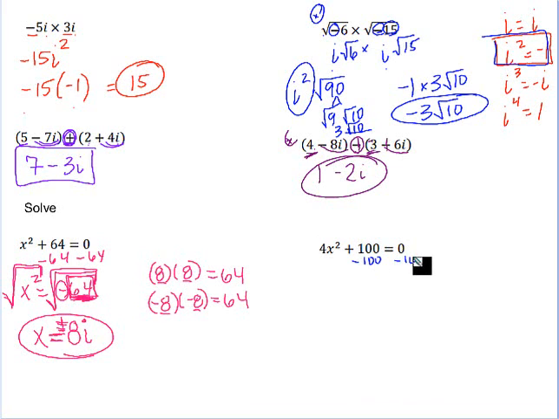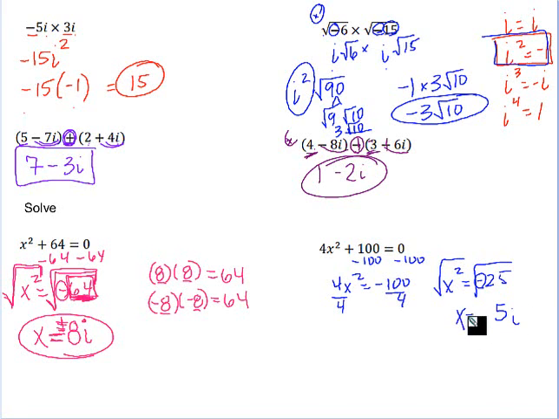All right, and one more solving one, get the x alone. So we'll start off by subtracting 100. So we have 4x squared equals negative 100. Divide by 4. So x squared is negative 25. And we take the square root. The negative sign is I. Square root of 25 is 5. And since we took the square root of both sides, we say plus or minus 5i.